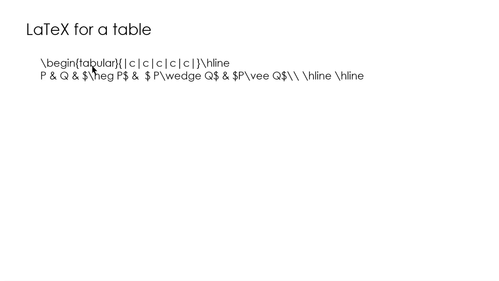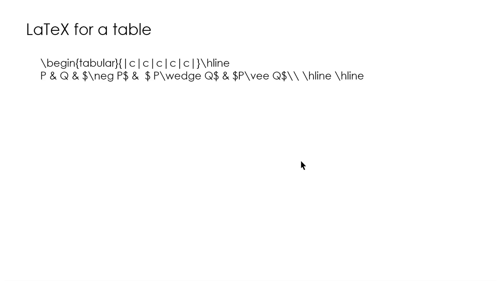If you use, instead of tabular, the word array, then you would need a dollar sign before it, but no dollar signs on the inside. So that's kind of nice. Okay, let's keep going. The next column is P wedge Q, and then the next one is P V Q. H line, H line. So that means I'm going to have 2 horizontal lines after this header. You'll see what it looks like in a second.